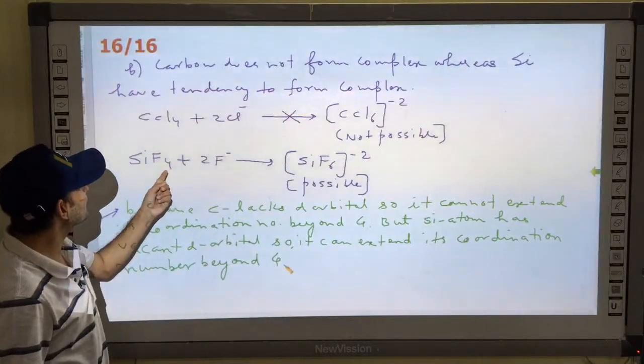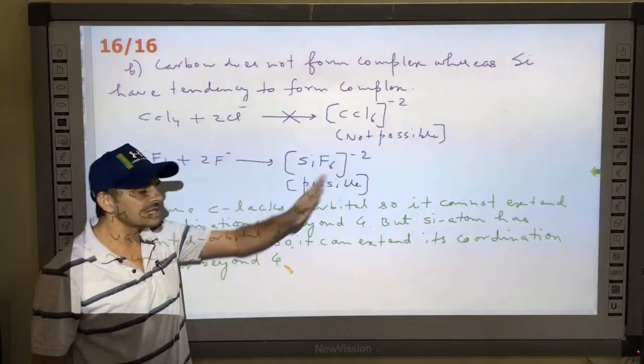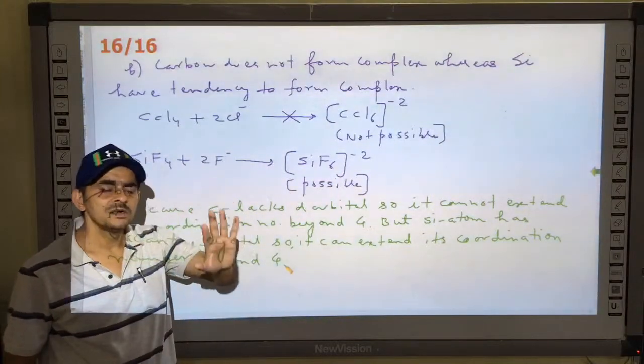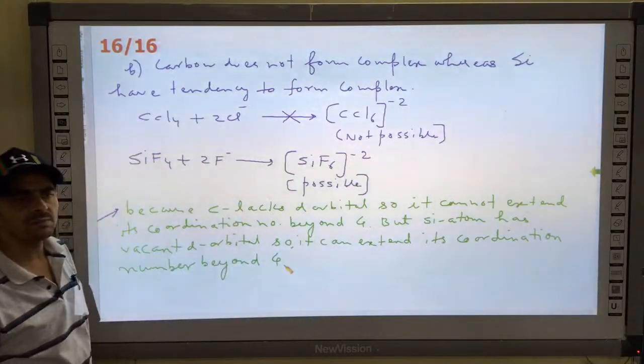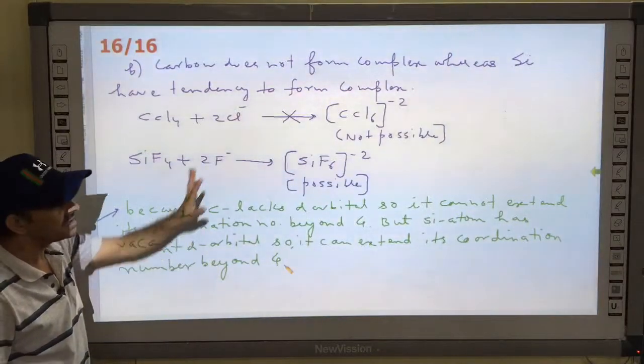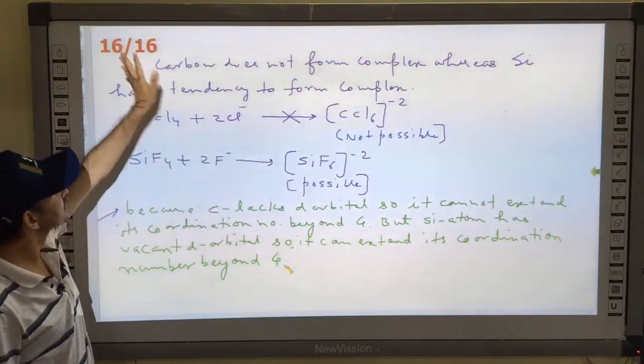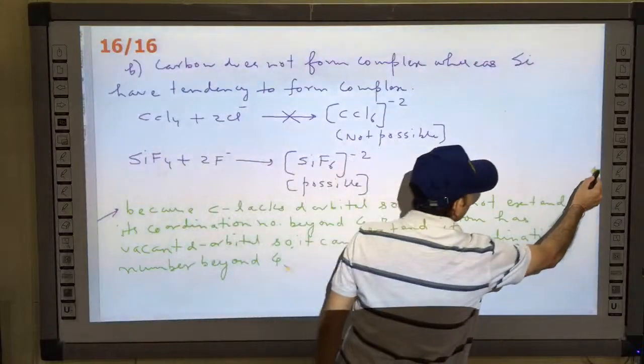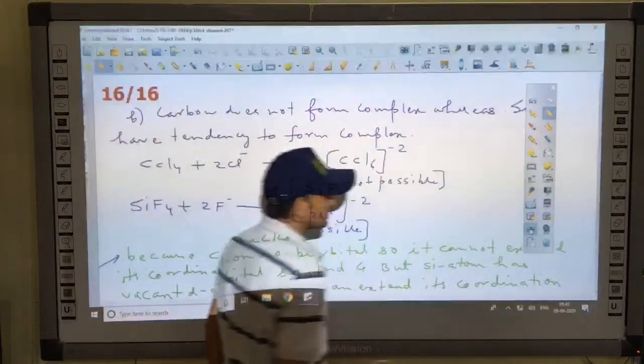You can see here it was combining with 4. Here silicon has combined with 6 fluorine due to the presence of vacant d orbitals. Understood? It should be very clear to you. This was the B part. Now let us move on to the next, C part.